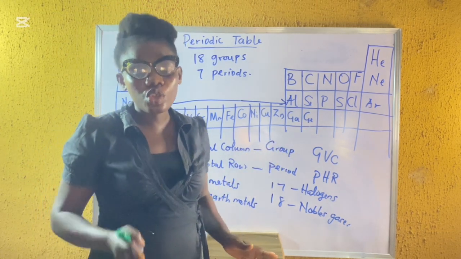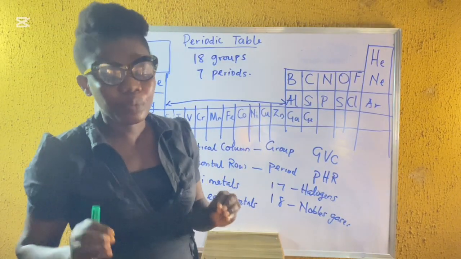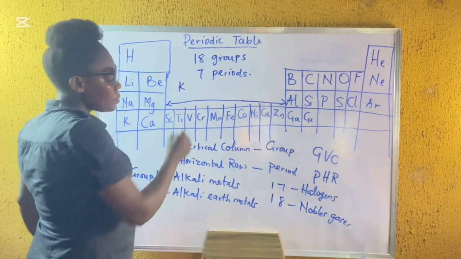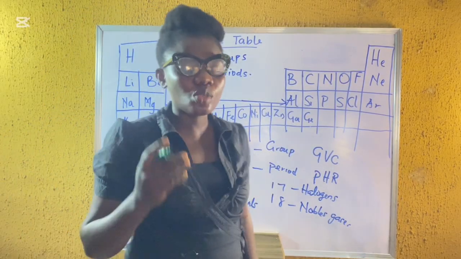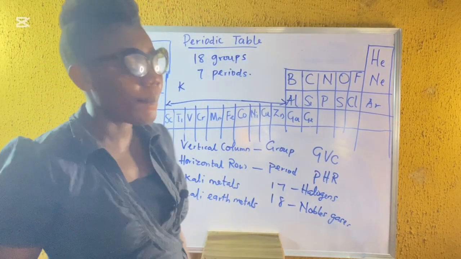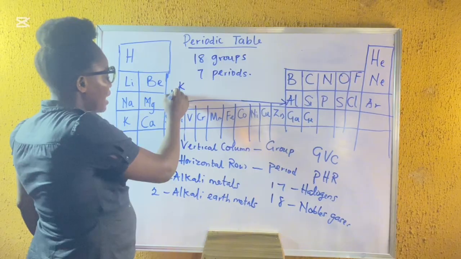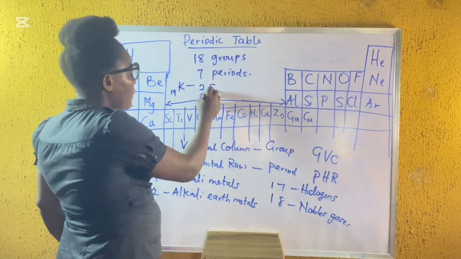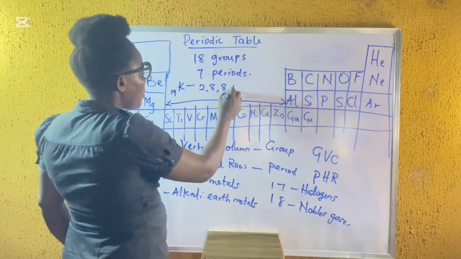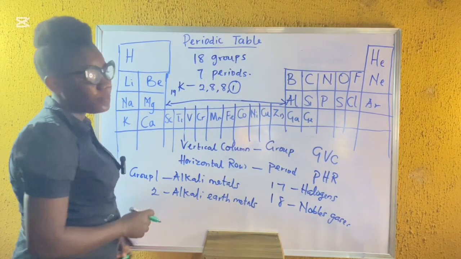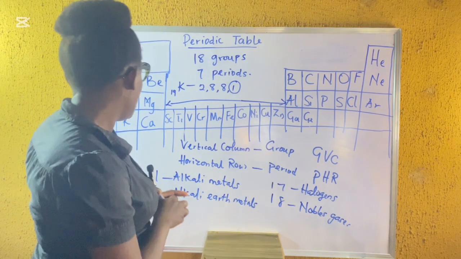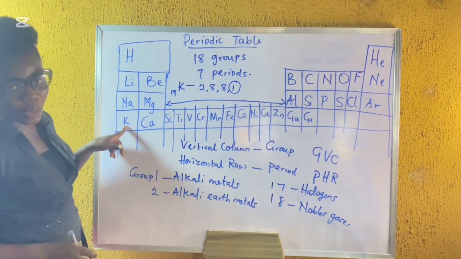So for you to know the group an element belongs to, if I have potassium and you are asked to what group potassium belongs, you put 19, that's the atomic number. The configuration is 2, 8, 8, 1. So potassium is in group 1. And you can see that this is correct.